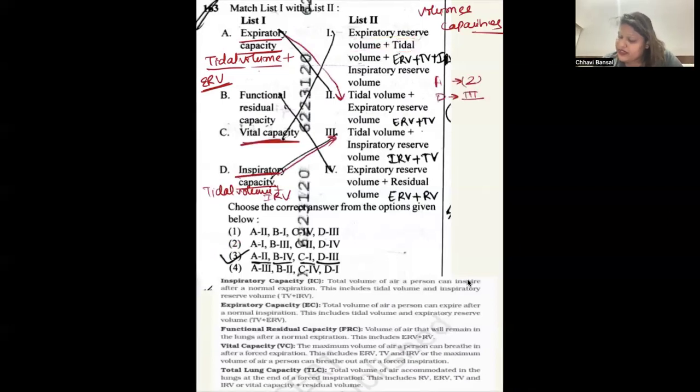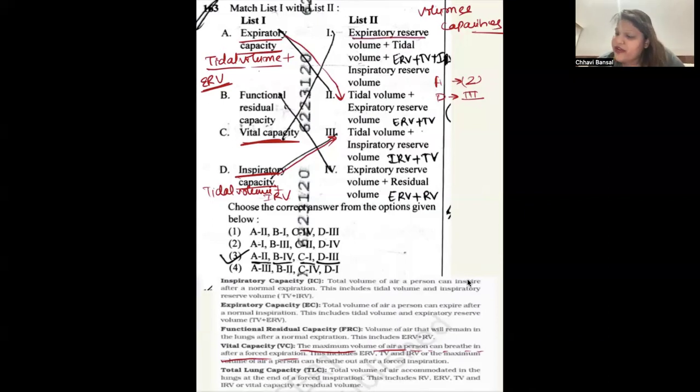Then we have vital capacity. What is vital capacity? The maximum volume of air a person can breathe in after a forced expiration. It means you have forcefully expired, so you can inspire the inspiratory reserve volume. You will inspire the tidal volume. You will also inspire the expiratory reserve volume. So the vital capacity is the sum of all three: tidal volume plus expiratory reserve volume plus inspiratory reserve volume.